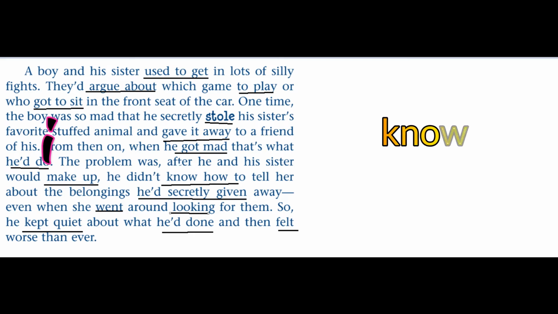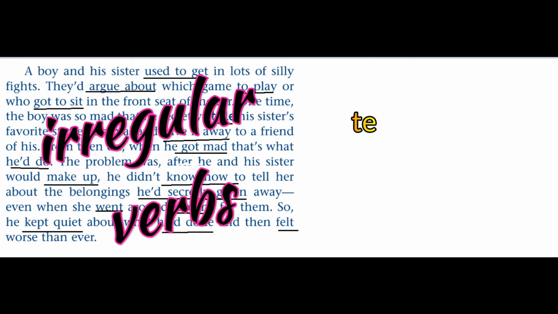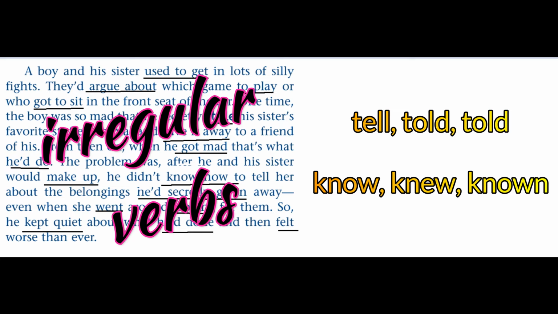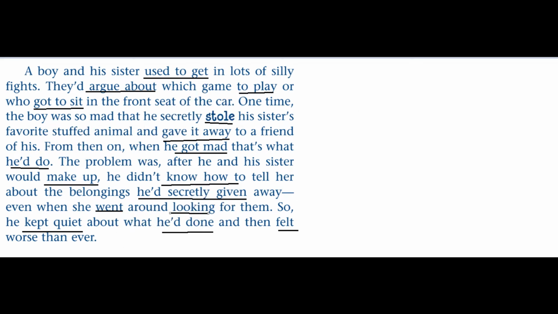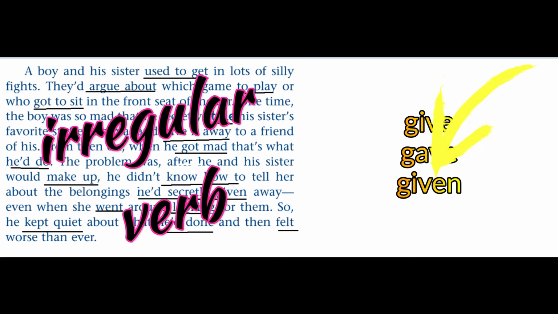Know and tell are both irregular verbs. Tell, told, told. And know, knew, known. That participle ends in N. That's right. Let's look at the next one. Do you see the verb or action word in the next group? If you said given, you're right again. Awesome. Give is an irregular verb and given is the past participle. I hate that word participle.